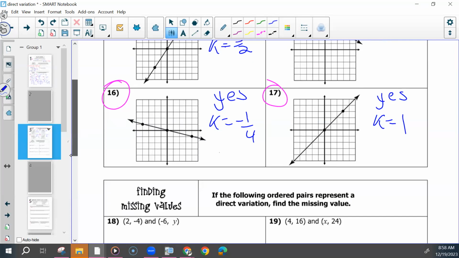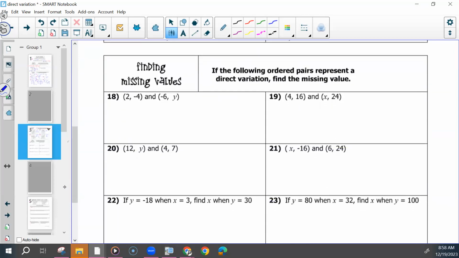This is another piece of what you use this for, to find missing values. So in this, we're going to use the two equations that we talked about. I'm going to rewrite them here. y equals kx and k equals y over x.